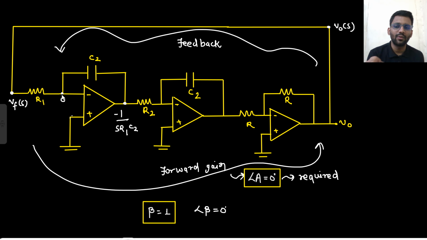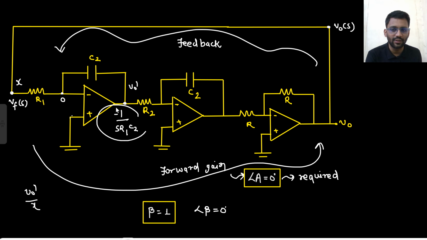What you are doing, you are applying nodal analysis here. 0 minus x, and this is your final output, let's just say V0 dash. So your target is to find V0 dash by x. So (0 minus x) by R1 plus (0 minus V0 dash) by (1 by C2s) is equal to 0. So from there you get that this node is minus 1 by s into R1 C2. Say yes or no. Right?